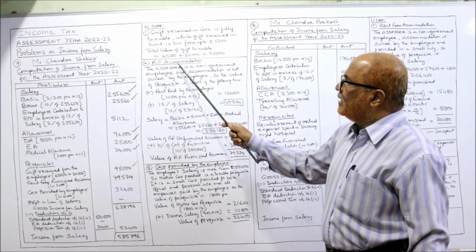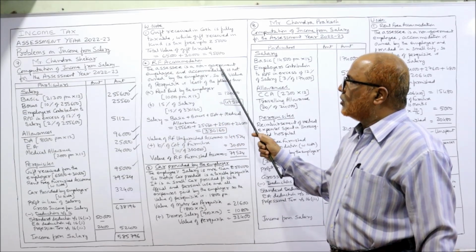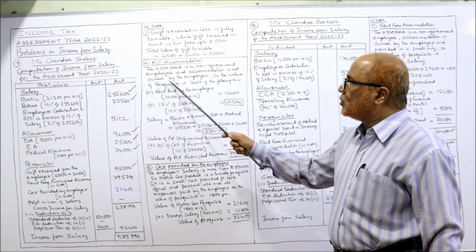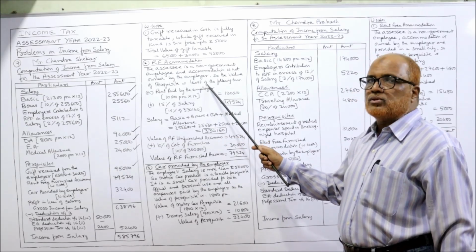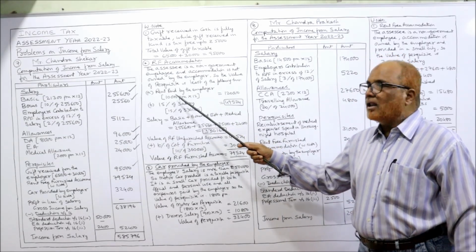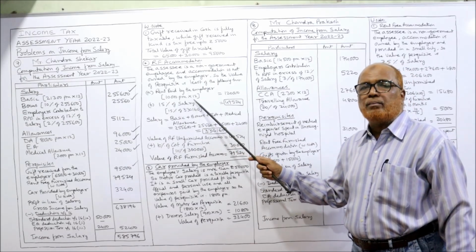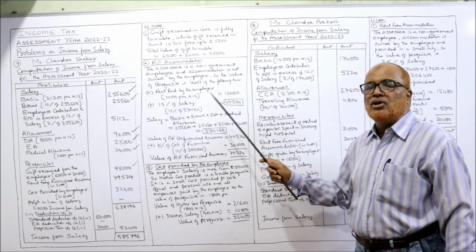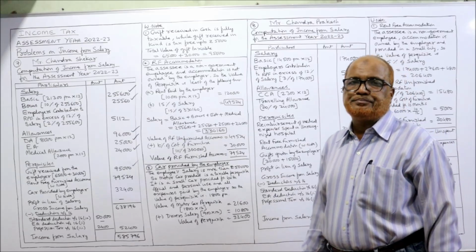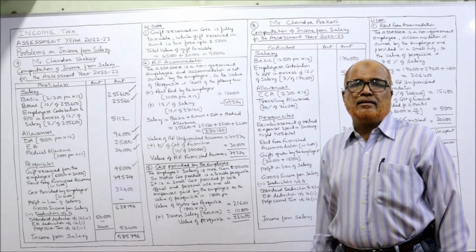So here you can see rent-free accommodation. The employee is a non-government employee and the accommodation is not owned by the employer. So the value of the perquisite is the lesser of the following two amounts. Rent paid by the employer, 10,000 per month into 12, 1,20,000. 15% of salary. Now we need salary.